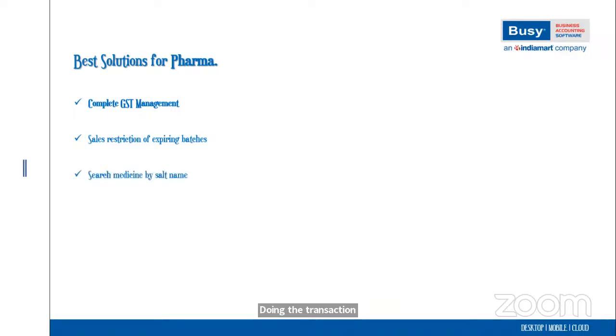Search medicine by salt name. That means if you are giving some additional descriptions in the item masters along with the item names, and you want to filter while doing the transactions, you can easily filter in Busy against those item descriptions while picking that item in the transaction.